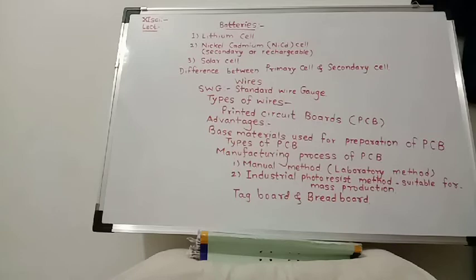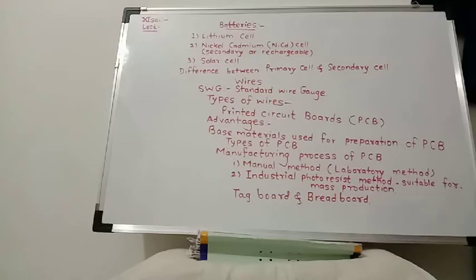For example, in space engineering, for providing power to electronic equipment in artificial satellites, these solar cells are used. Typical output voltage of a solar cell is 0.5 volt. For required power, a large solar array is used, that is, a large number of solar cells are connected.